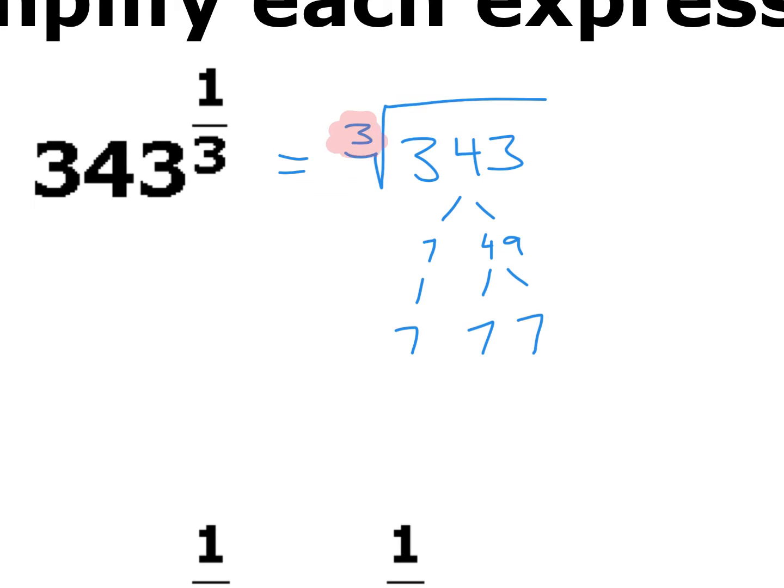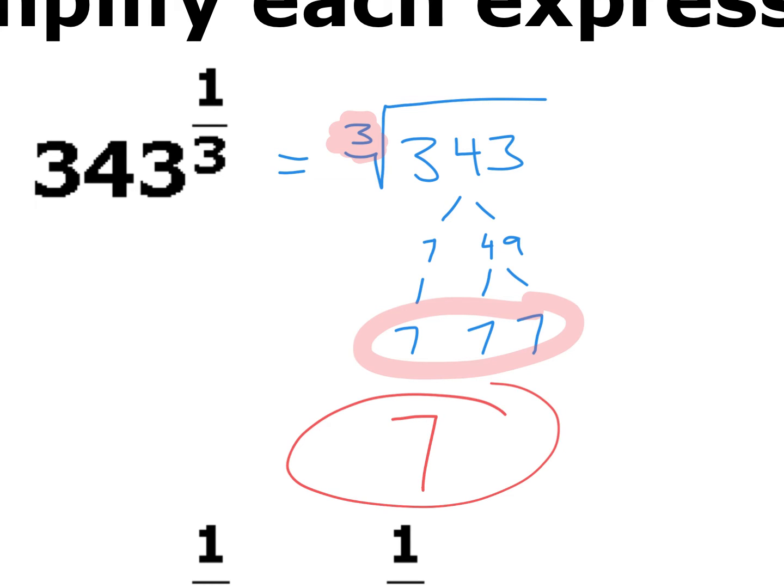Whatever our index is, that tells us how many numbers we have to circle. So in the past, we only circled groups of 2 because we only dealt with square roots. Now we have the cubed root. Our index is 3, so we circle groups of 3. So we would circle all 3 7s, and whatever we circle comes outside as a whole number. Do we have anything that's not circled? Nope. We only had 3 7s, that was it. So nothing stays inside of our radical. So our answer is just 7. Any questions here?